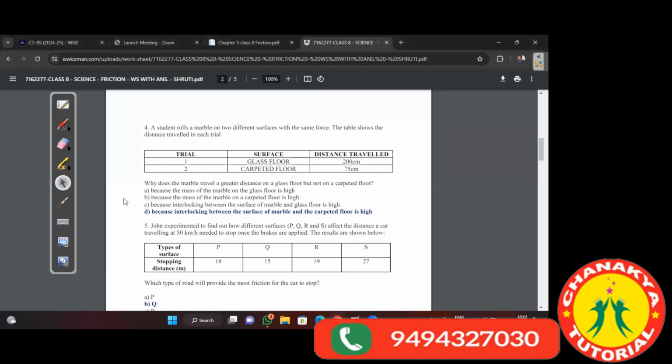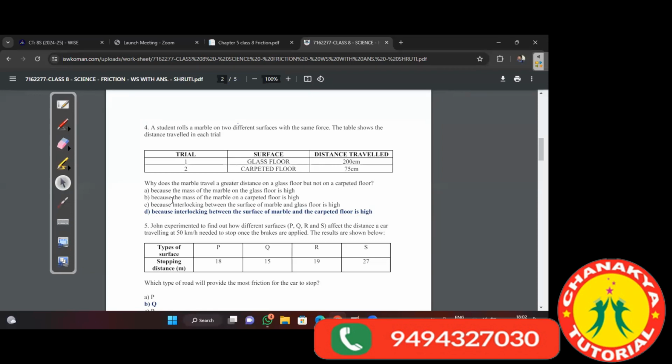You can see your first option is because the mass of the marble on the glass floor is high. That is not a sufficient reason. The second one says because the mass of the marble on carpeted floor is high. No, the mass is same everywhere. Then C says because interlocking between the surface of marble and glass floor is high. The interlocking between marble and glass floor is not high. The interlocking between marble and carpeted floor is high. So option C is also incorrect.